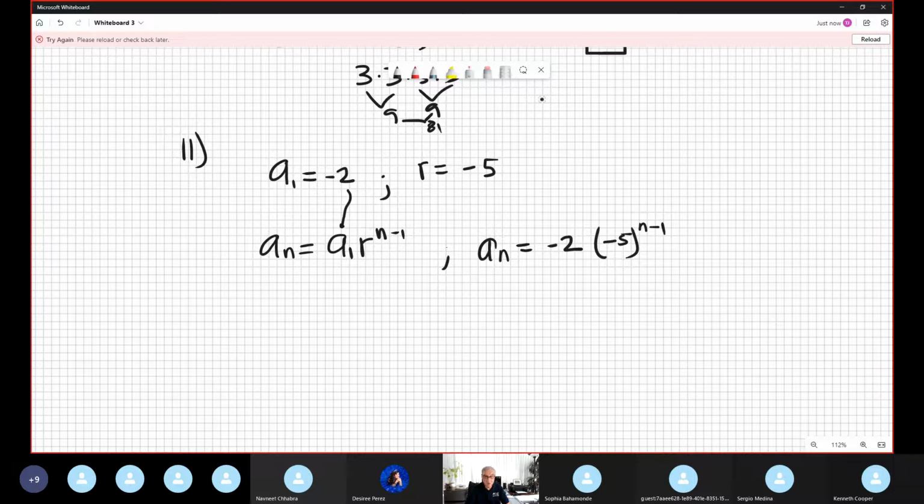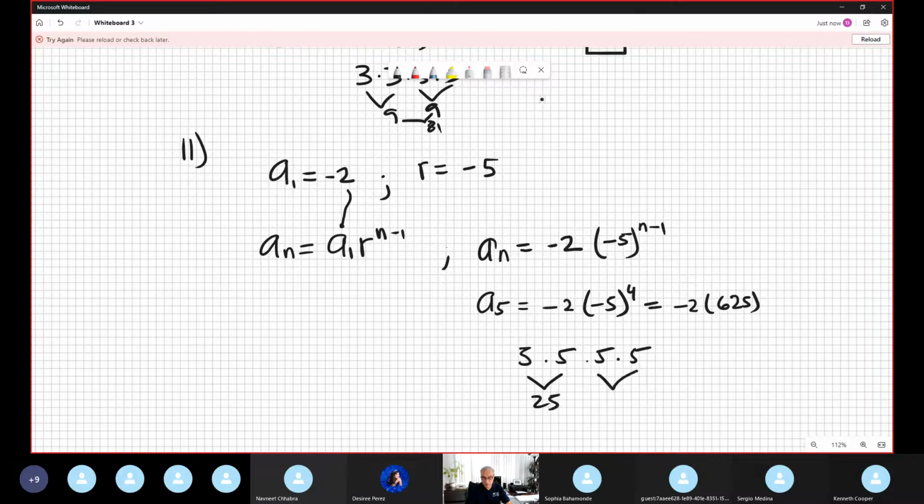A5 is -2 times -5 raised to the 4th power, because 5 minus 1 is 4. So you raise -5 to the 4th power. First of all, you see that the exponent is even. When the exponent is even, the answer is positive. So -5 to the 4th power is positive. It's -2 times 625, because 5 times 5 is 25, and 25 times 5 is 125, then times 5 is 625.